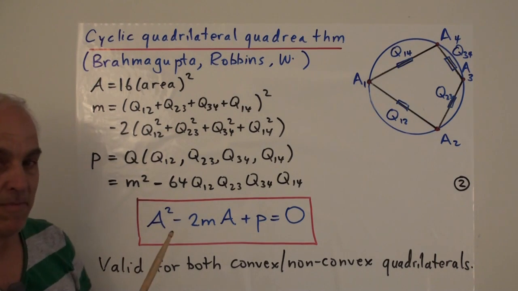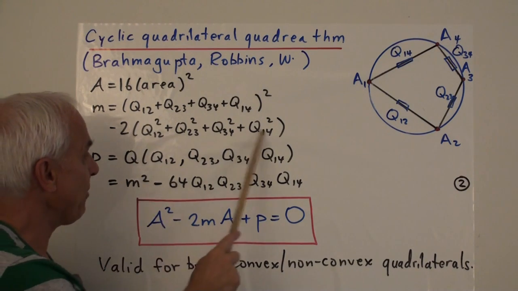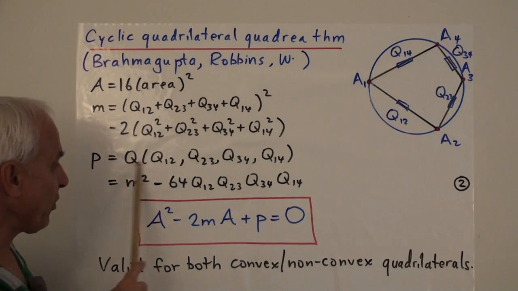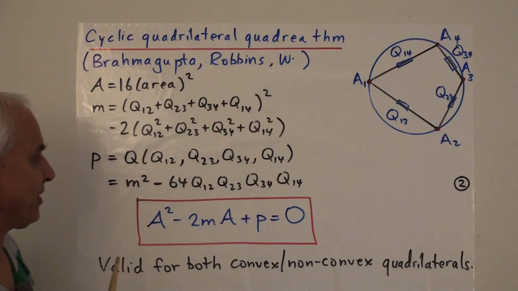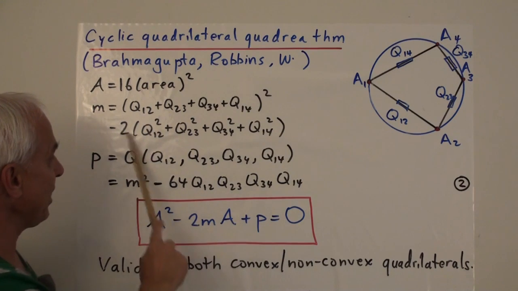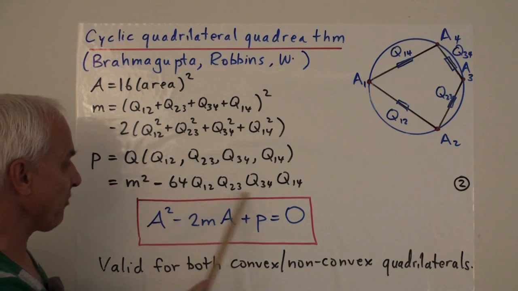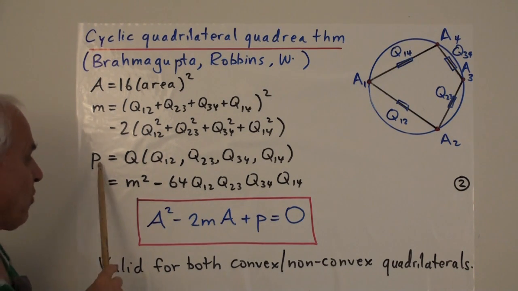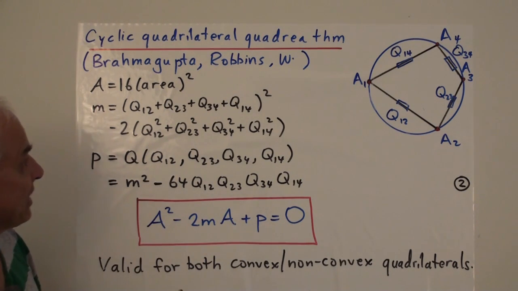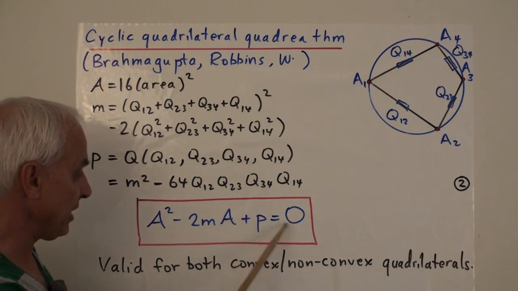And then there was this thing called M, which was the sum of the various Q's all squared, minus 2 times the sum of the squares of those quantities. And P was the quadruple quad formula applied to these four quantities. And that can be expressed efficiently in terms of M, because this was a key ingredient in that. So if you take this quantity M here and you square it, and then subtract 64 times the product of the four Q's, then you get the quantity P. And then in terms of these, we can say that here is the cyclic quadrilateral quadrea theorem. It's this quadratic relation that a squared minus 2ma plus p equals 0.